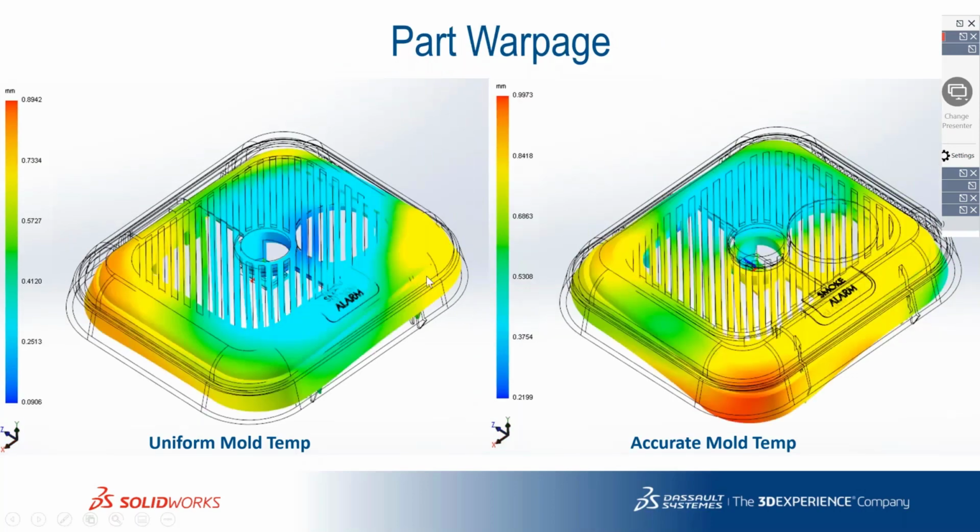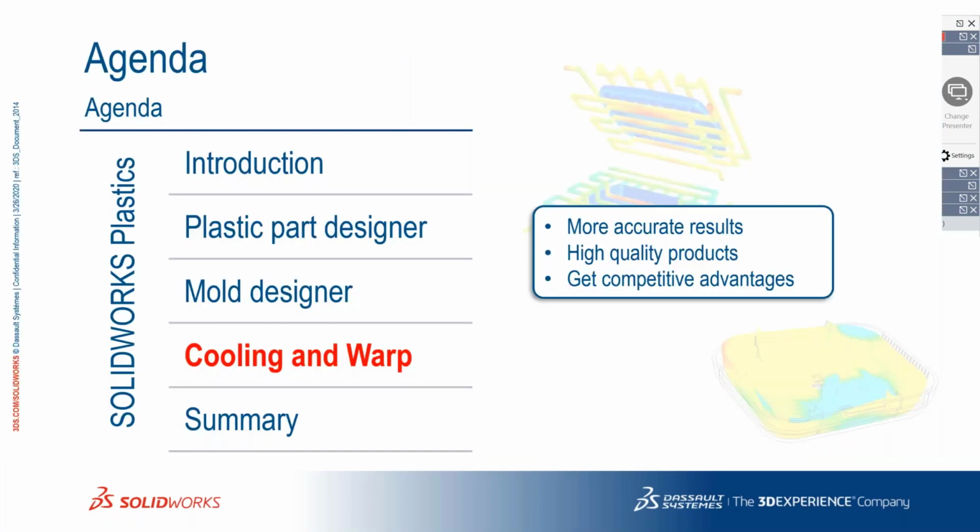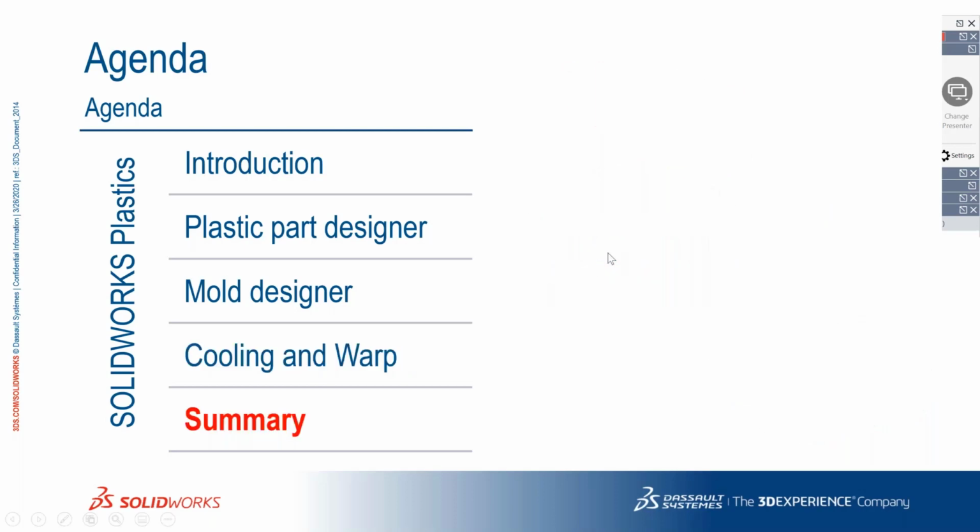Part warpage: what is the distortion of the part, what is the warpage that occurred in the uniform mold temperature and in the accurate mold temperature where the accurate cooling is given. So that was about cooling and warp. How these are staged or how this has been packaged for any usage is what we are going to see in the next slide.